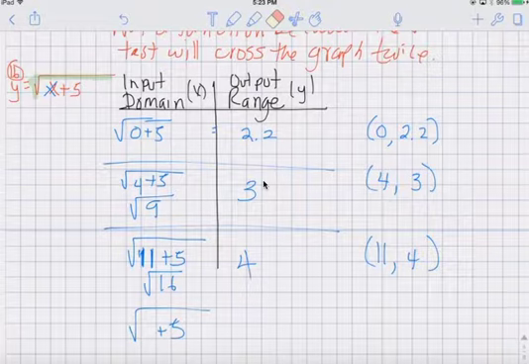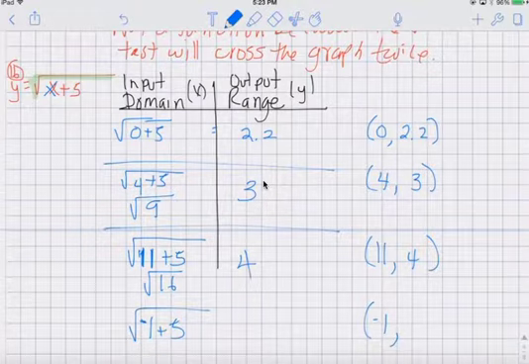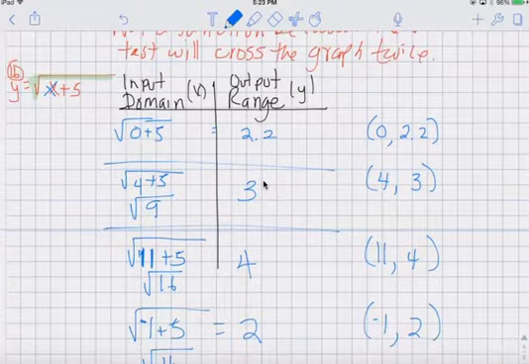I say a negative 1. X was a negative 1, plus 5 is 4. The square root of 4 is 2. This is a function because I said to you choose negative numbers, right?